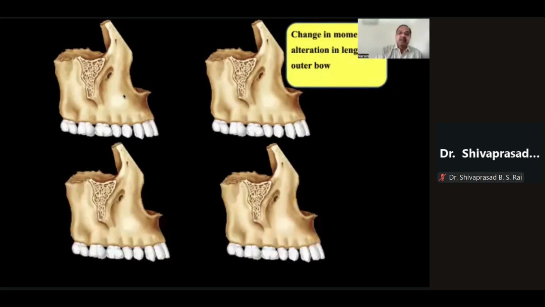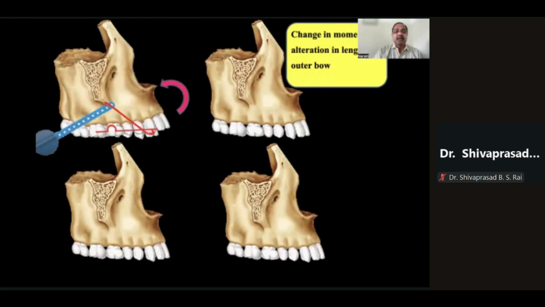Now, let us see the first situation, the center of resistance. The length of the outer bow is almost at the level of the center of resistance of the maxilla. But in all these situations, let us see. In this situation, it is above, I'm sorry, it is above the center of resistance. So you will get an anti-clockwise movement with intrusion of anteriors and extrusion of posteriors.